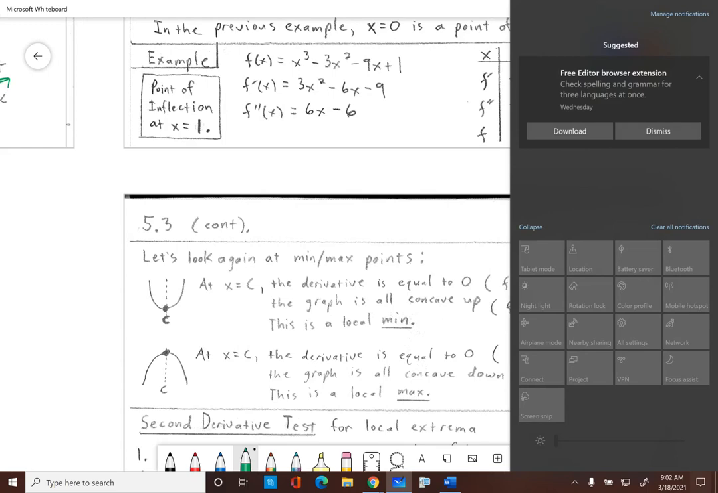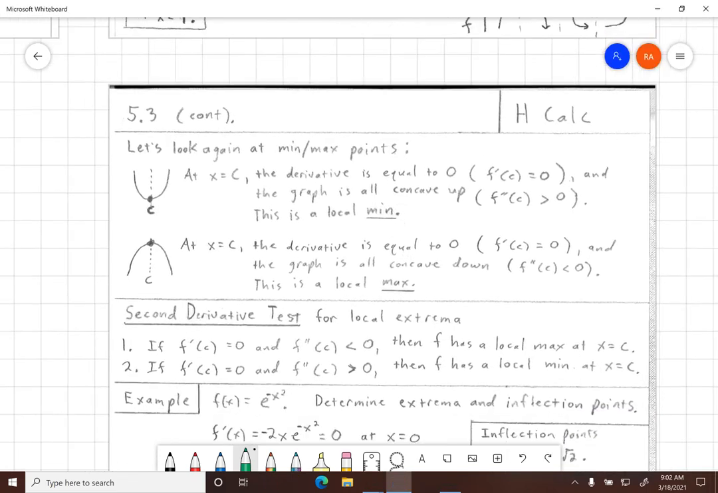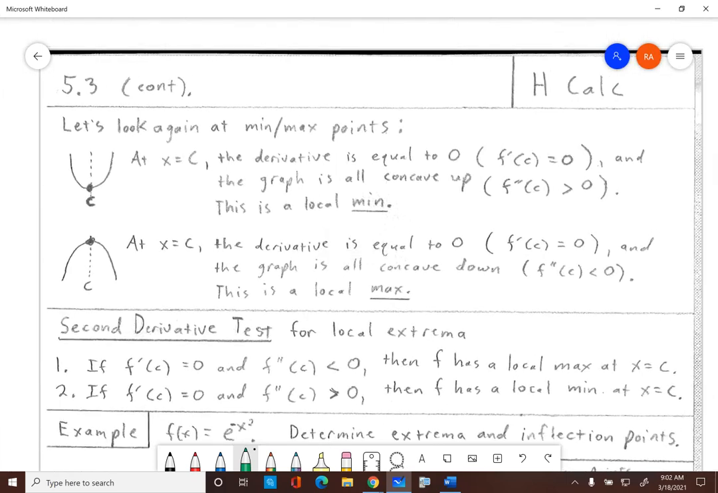So there's my pieces there. There we go. Okay, so a couple more notes here.